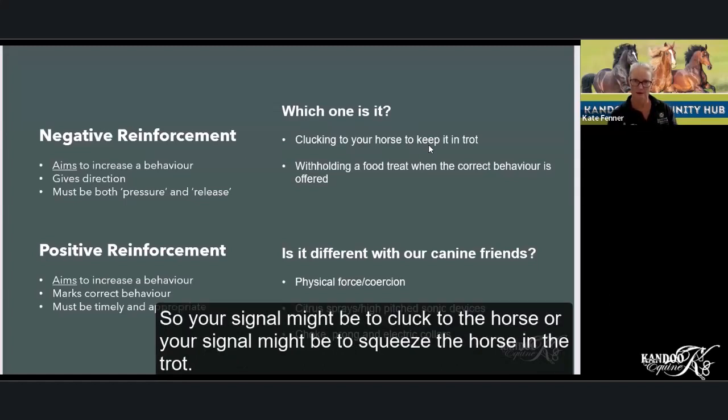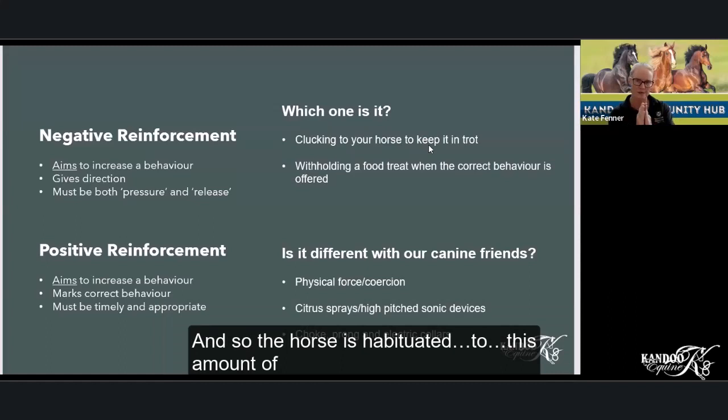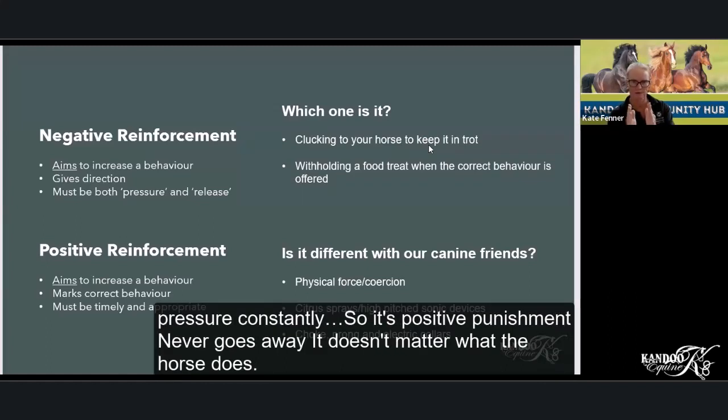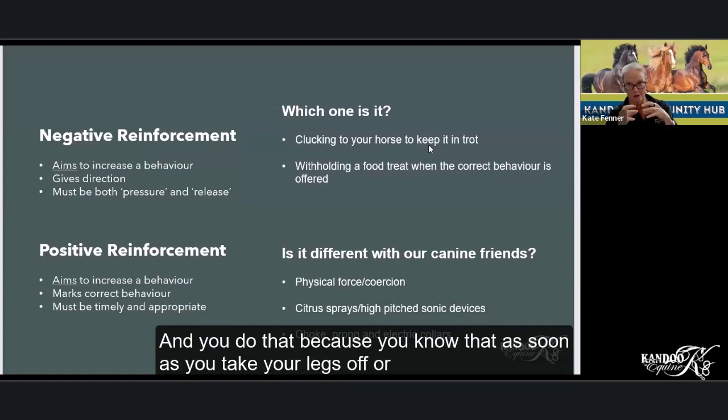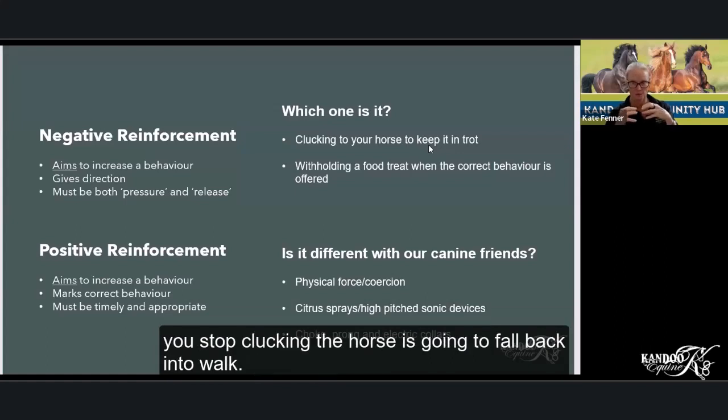So your signal might be to cluck to the horse, or your signal might be to squeeze the horse into trot. And so the horse is habituated to this amount of pressure constantly. So it's positive punishment, never goes away, doesn't matter what the horse does. And you do that because you know that as soon as you take your legs off or you stop clucking, the horse is going to fall back into walk.